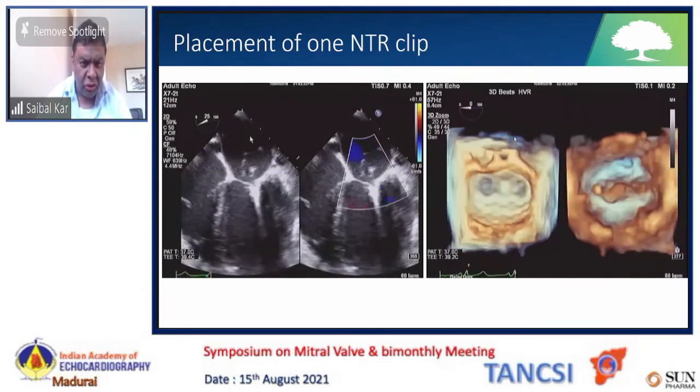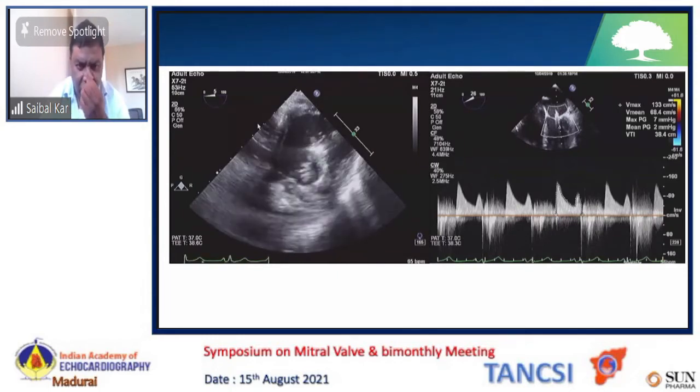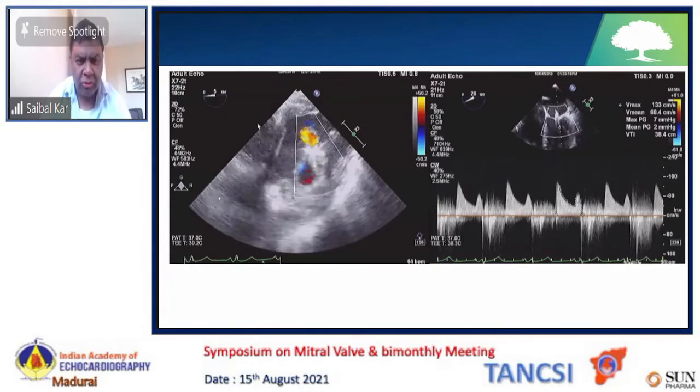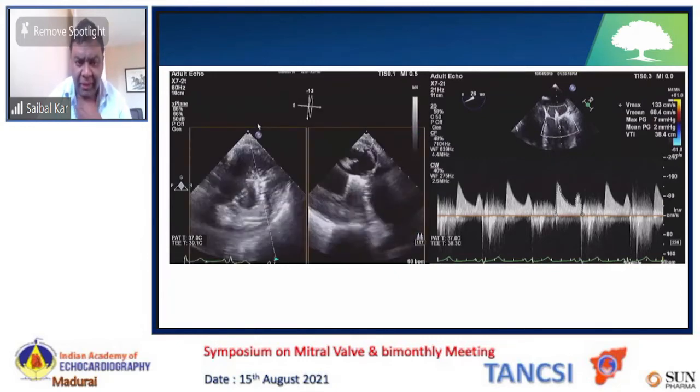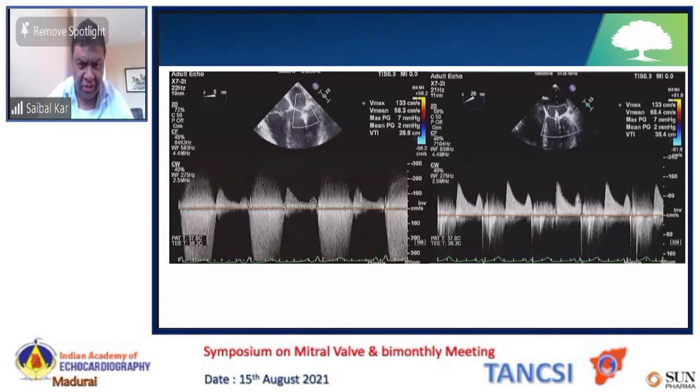And I want to show you the bow tie. Can you see that? You can clearly see the clip right in the middle, and the leaflets are coapting right in the middle. And there's two small jets on either side of the clip. And this is the gradient, which is only 2 millimeters after the procedure.